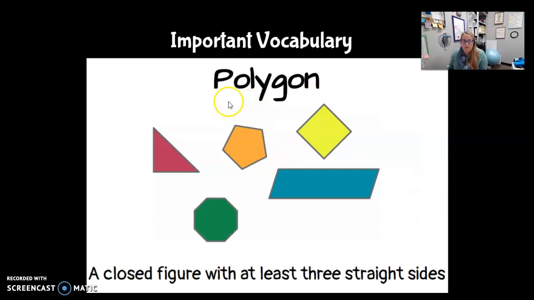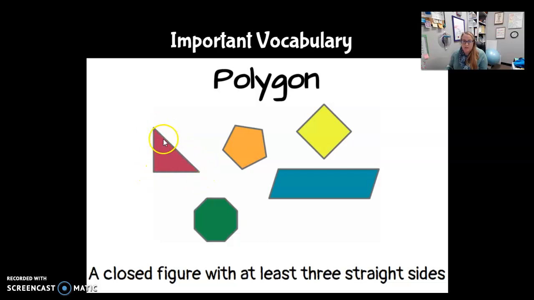Everybody say polygon with me. Polygon. This is an important word. So a polygon is a closed figure, there's that word again, with at least 3 straight sides. So it cannot be something that has curved lines. They have to all be straight, and they have to have at least 3 straight lines, and they have to be closed. So that means that there can't be any open space. All the lines are going to come back together somewhere.